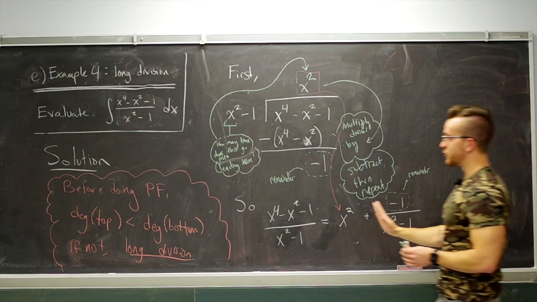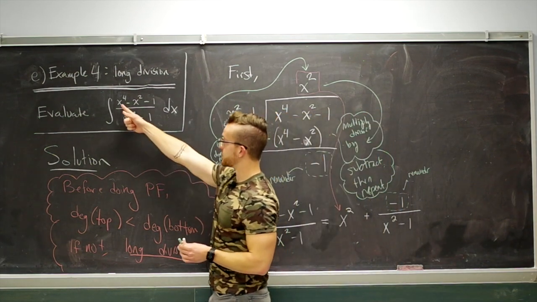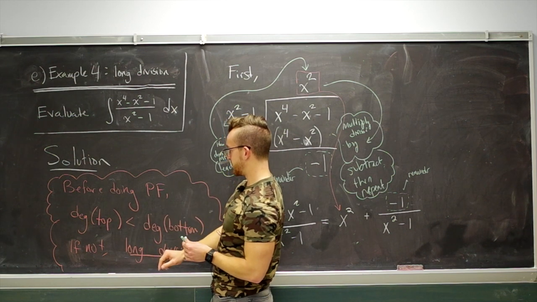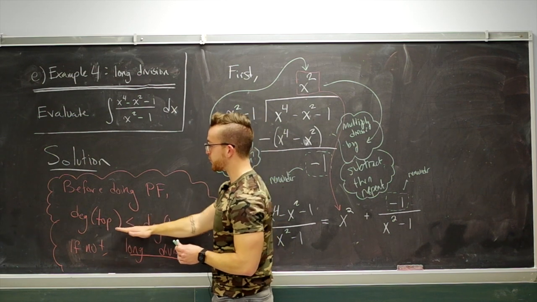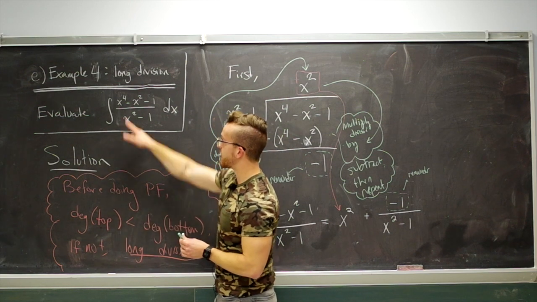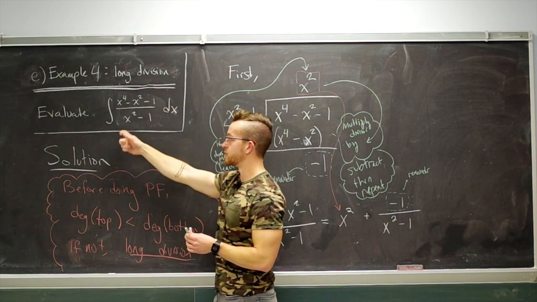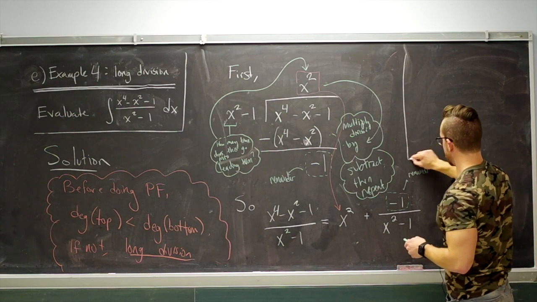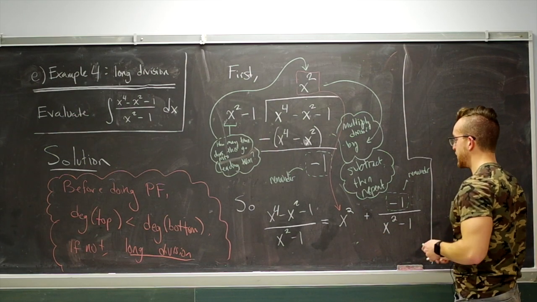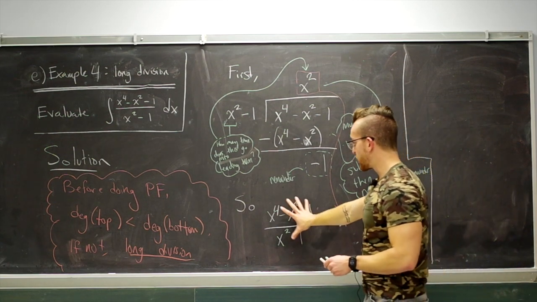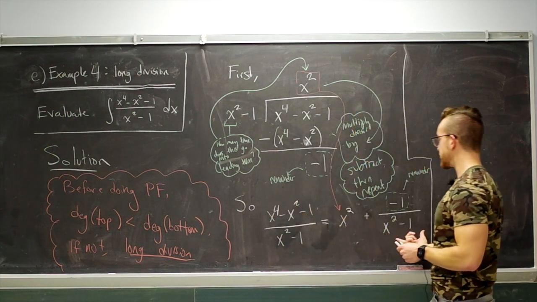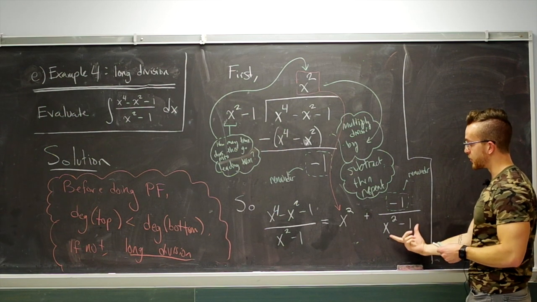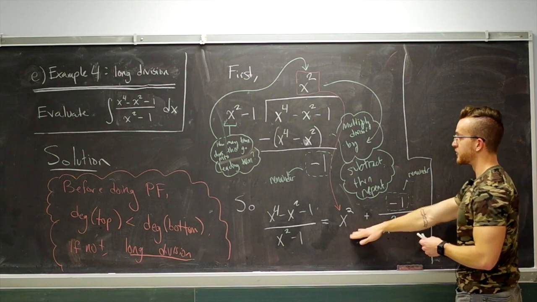Now, to repeat, we had to do this specifically because the degree of the top... Oh, right. This is what we want to have happen. Because this was not true, the degree of the top was bigger, we had to do this long division. So we've broken up the integrand into two pieces now, and this is the thing here that we can do partial fractions on. But before we do that, let me just integrate the first term.